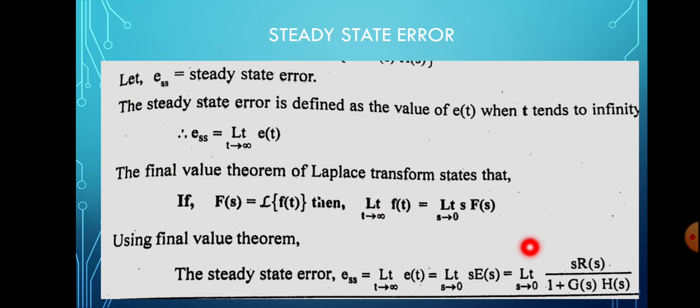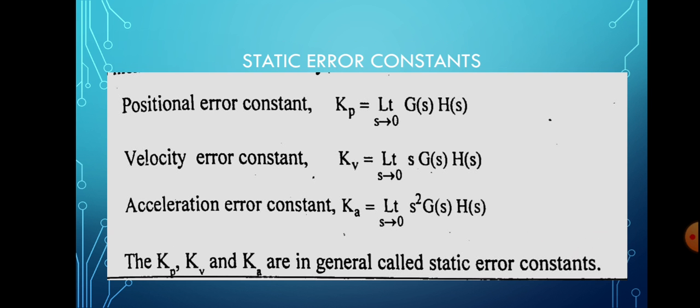So if you are asked to find the steady state error, you can write the steady state error as limit t tends to infinity e(t), and that in turn will be equal to limit s tends to 0 s into E(s), where the value of E(s) can be written as E(s) equals R(s) divided by 1 plus G(s)H(s). And this is a very important equation. You should learn this equation by heart, and it will be useful for doing problems. So the steady state error can be obtained by limit s tends to 0 s into E(s), where E(s) equals R(s) divided by 1 plus G(s)H(s).